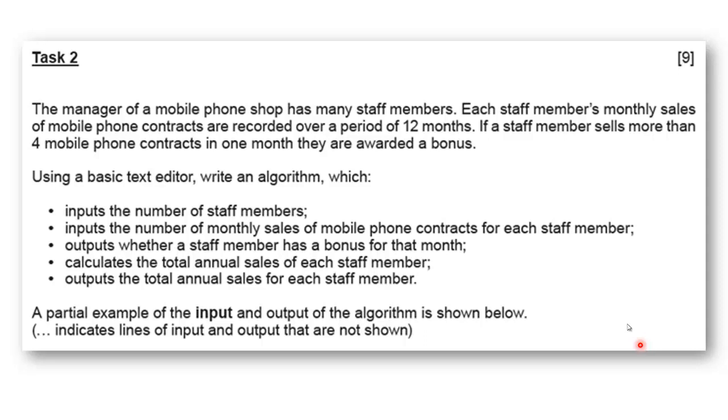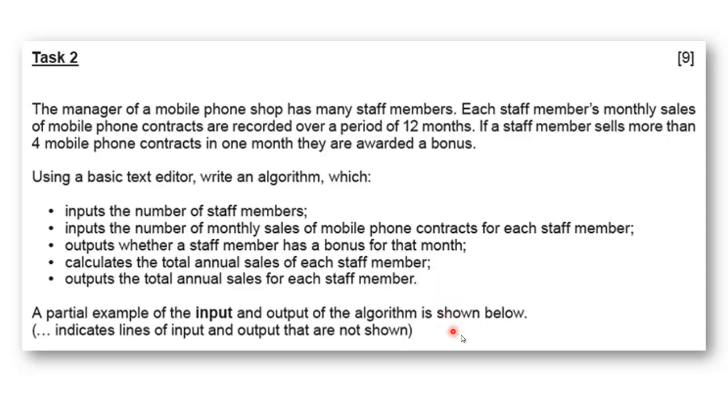So the question says, the manager of a mobile phone shop has many staff members. Each staff member's monthly sales of mobile phone contracts are recorded over a period of 12 months. If a staff member sells more than 4 mobile phone contracts in 1 month, they're awarded a bonus. So, using Notepad, you're going to write an algorithm which inputs the number of staff members, inputs their monthly sales, outputs whether or not they got a bonus for that month, calculates their total for the year, outputs the total annual sales, their total yearly sales for each staff member.